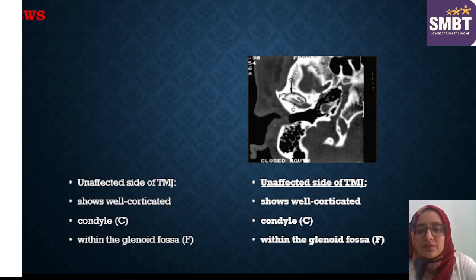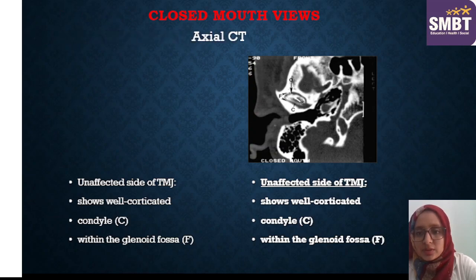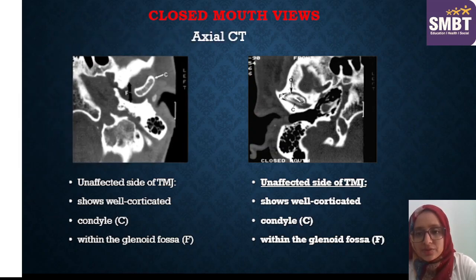Now, the unaffected side of TMJ. These are the closed mouth views, axial CT scan. See the unaffected side of TMJ. How does it look like? It shows a well corticated condyle. See the condyle, a normal condyle within the glenoid fossa.